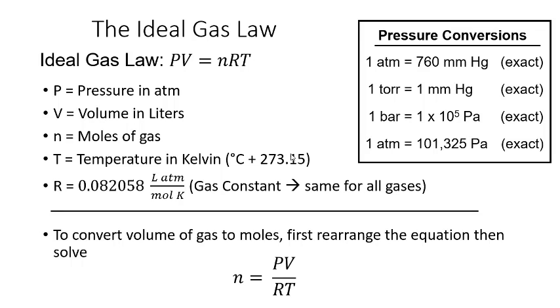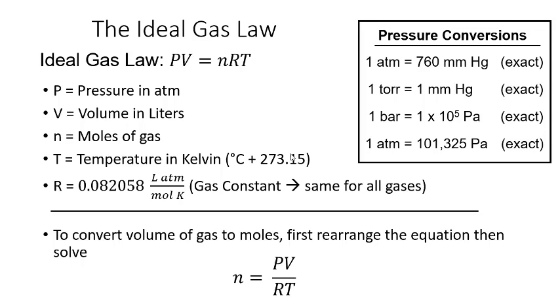So what are the key components of the ideal gas law? This allows us to convert between pressure, volume, number of moles, and temperature for any different type of gas. There's nothing in this equation that identifies the specific gas. So whether you're dealing with carbon dioxide or nitrogen or hydrogen or oxygen, any type of gas, this ideal gas law equation works the same.